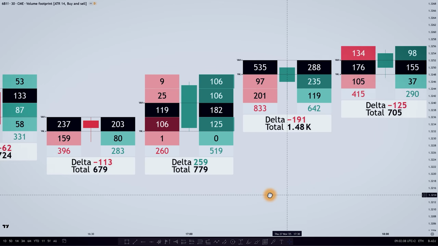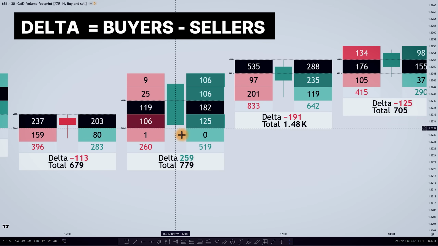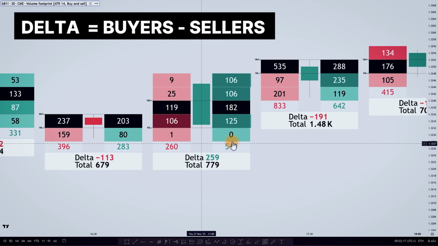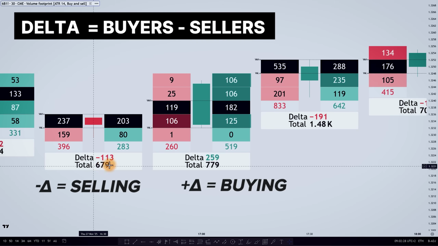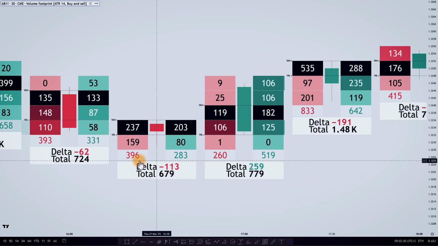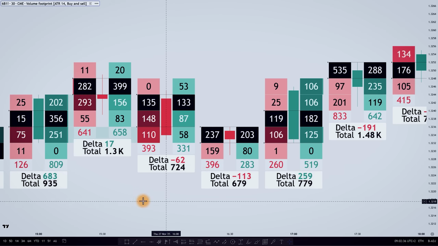Let me make delta stupidly simple. Delta equals buyers minus sellers. That's the whole formula. If 500 contracts were bought and 300 were sold, your delta is plus 200. Positive delta means more aggressive buying happened. Negative delta means more aggressive selling. Think of delta as the score in a game. Plus 200 means buyers are winning by 200 points.